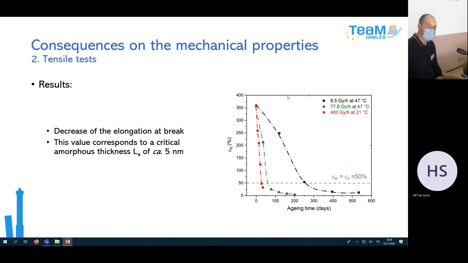And what is interesting is that this property can be related to a dimension of the microstructure that we measured through X-ray diffraction, for instance. This critical property here, that we put at 50% of elongation at break, corresponds to an amorphous thickness value of 5 nanometers. And it does not depend on the aging conditions. So for the red curve, for the green curve, or for the black curve, we have the same value here, which corresponds to the critical value of the amorphous thickness.